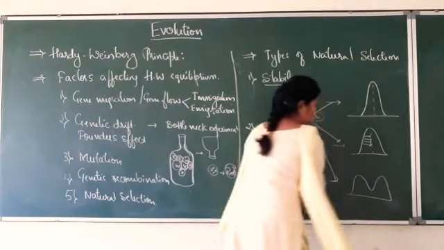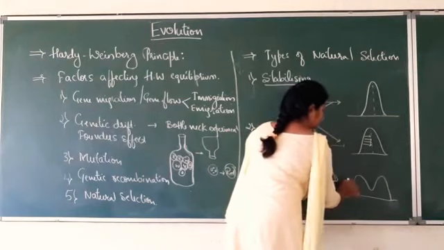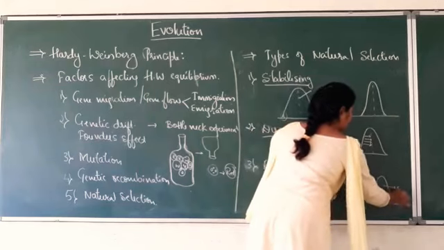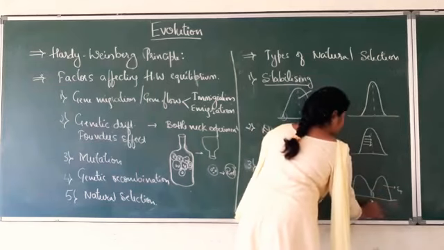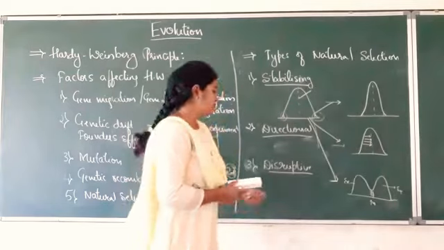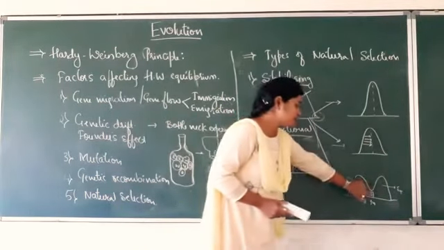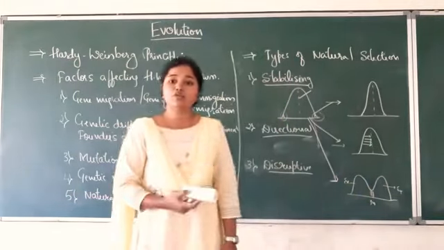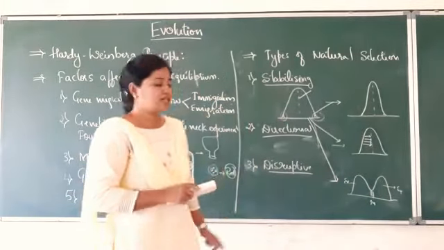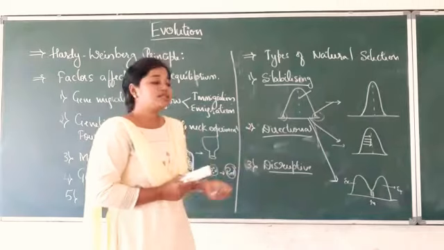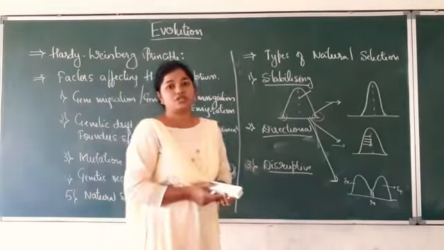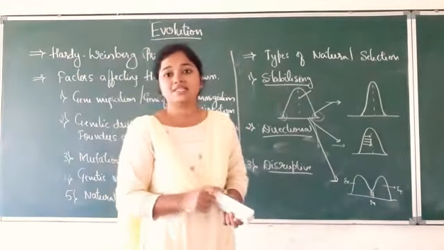Like this. So these are the extremes. This is one extreme and this is the other extreme, and here is the intermediate, right? Here the nature is going to exclude this intermediate and it is going to select the extremes, and hence there is an increase in the number of the extremes and a decrease in the number of the intermediates. The best example for this disruptive natural selection is the snails in the seabed, right?